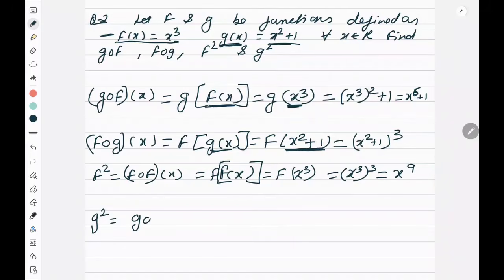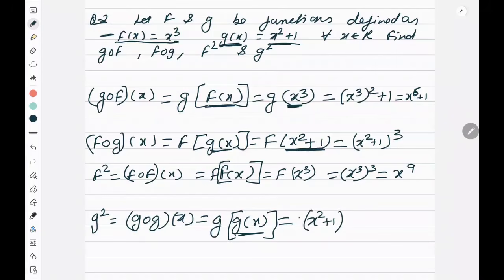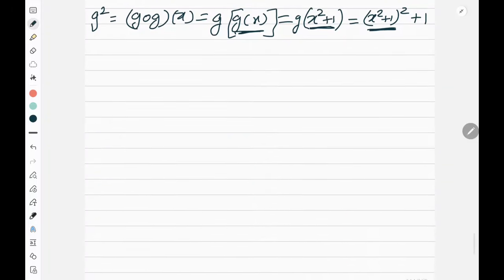Now next is g square. g square is nothing but g o g of x. So it is g of g(x). Now what is g(x)? g(x), go back, x square plus 1. And now I have to do g of x square plus 1. So in place of x I should put x square plus 1. So (x square plus 1) whole square plus 1. See, this is playing the role of x. So x square plus 1. Correct? So this is the answer. So questions are very simple in composition of mapping. They are not complicated. They are easy only. Okay. Now let's move to the next one.